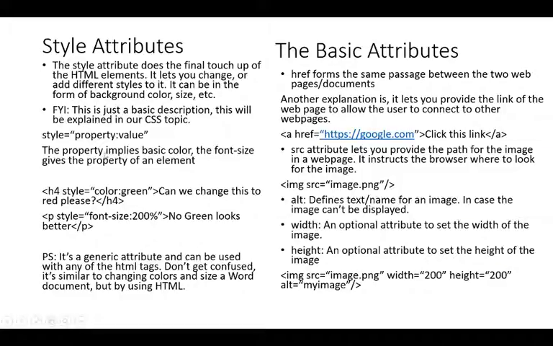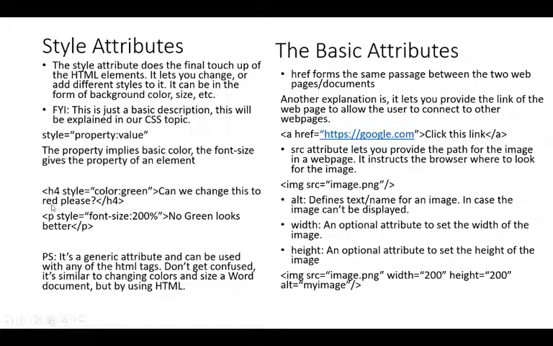So the property implies the basic color, the font size, or maybe you want the paragraph to be very big. You want the background color to be yellow, so it will be like background-color, then this semicolon, then the value. So it is written this way.